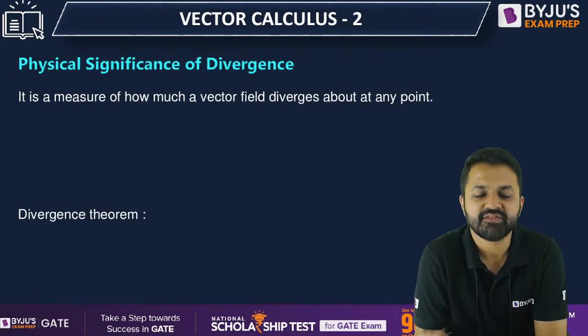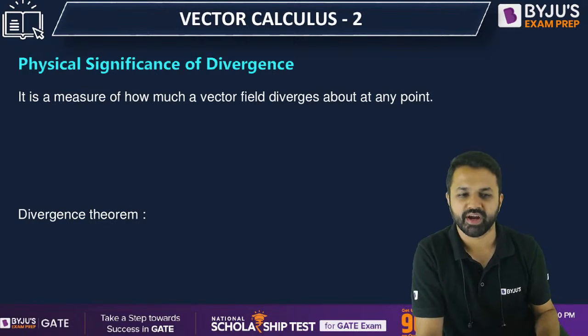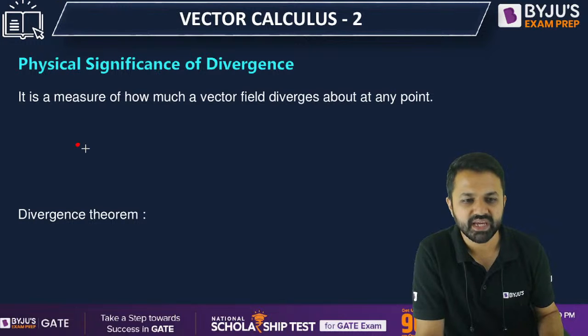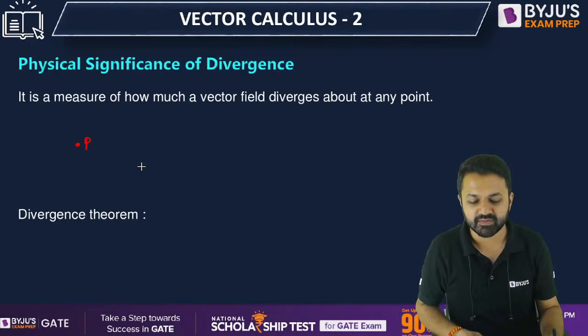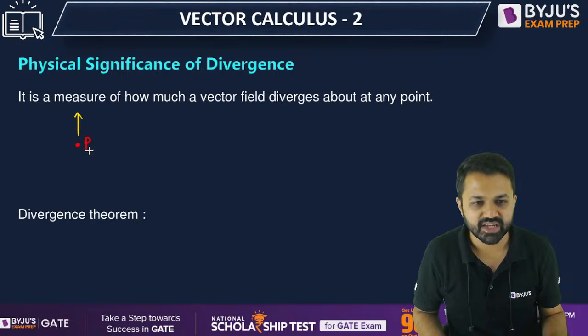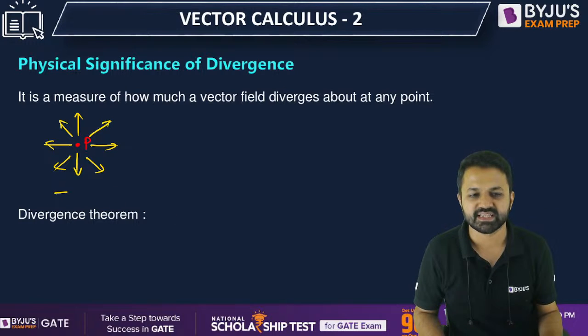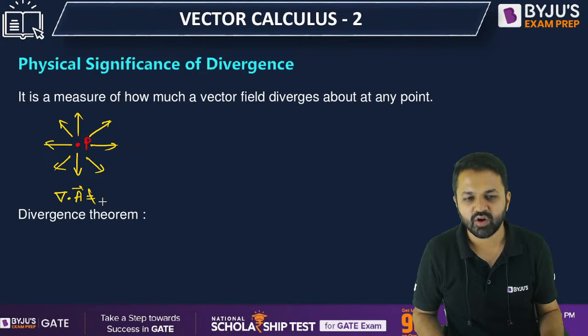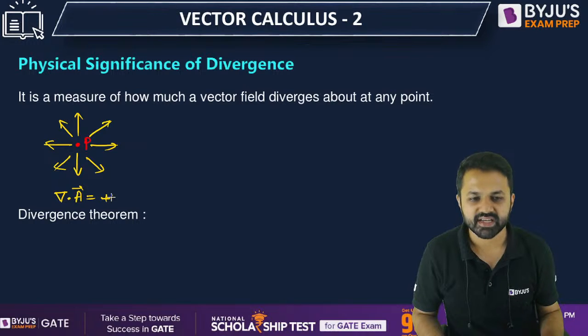Now, what is the physical significance of a divergence? Divergence is a measure of how much a field line diverges about any point. So if there is any point P, and I want to calculate how much a field line is leaving the point P, then I will calculate the divergence at that point. Suppose these are the field lines leaving this point P. Because it is leaving, the divergence of that vector A at the point P will not be equal to 0. That means it will be positive.